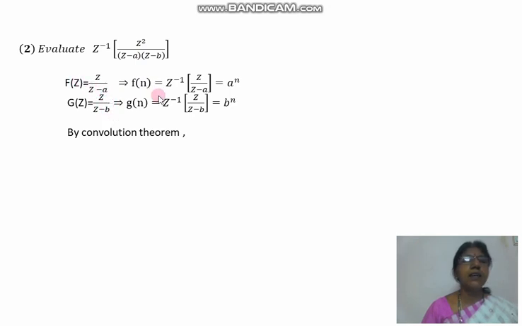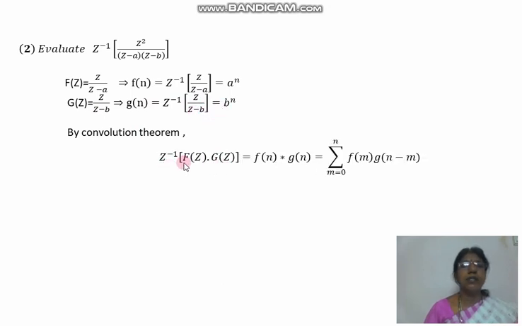Now the inverse of the first function, z inverse f of z is f of n. f of n is equal to z inverse of this function, which is a power n. We saw this in the last problem. Next, the second function: z inverse of z by z minus b is b power n. By the convolution theorem, z inverse of f of z into g of z is equal to the convolution of the two functions, which is summation of f of n g of n minus m.